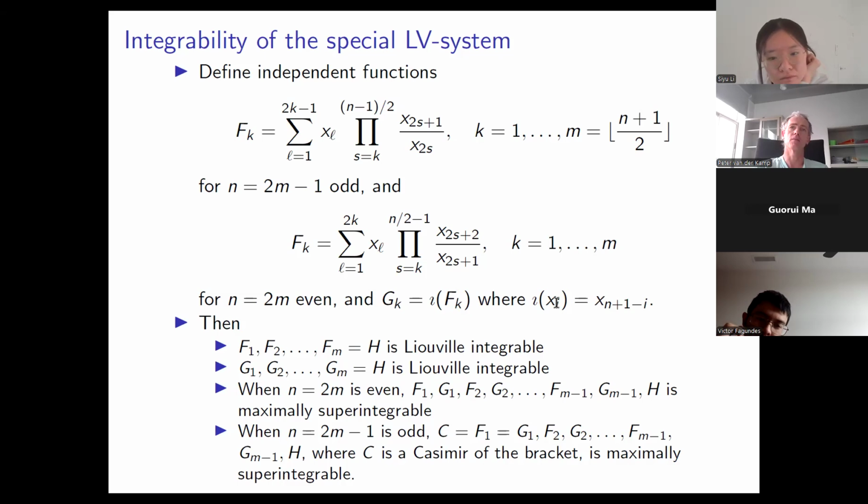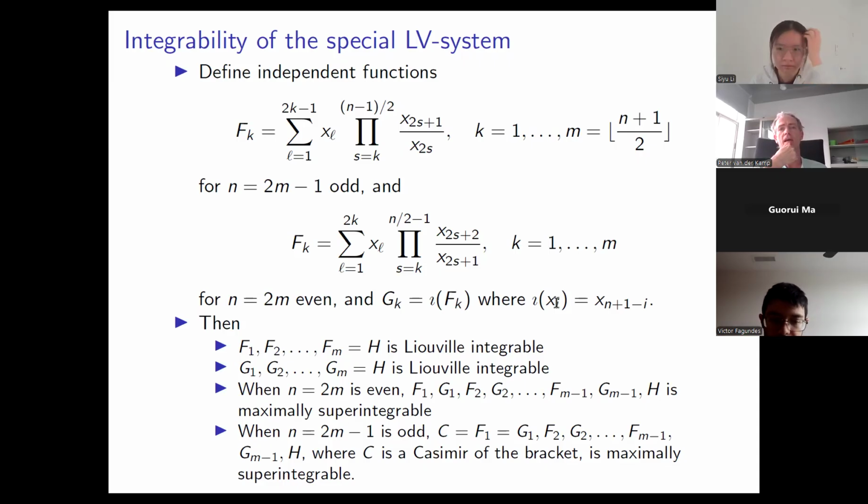Fm is the Hamiltonian, so the system is Liouville integrable. But it's Liouville integrable in two different ways, because all the functions g also commute. So that's another integrable system. And the system is also superintegrable, or maximally superintegrable.